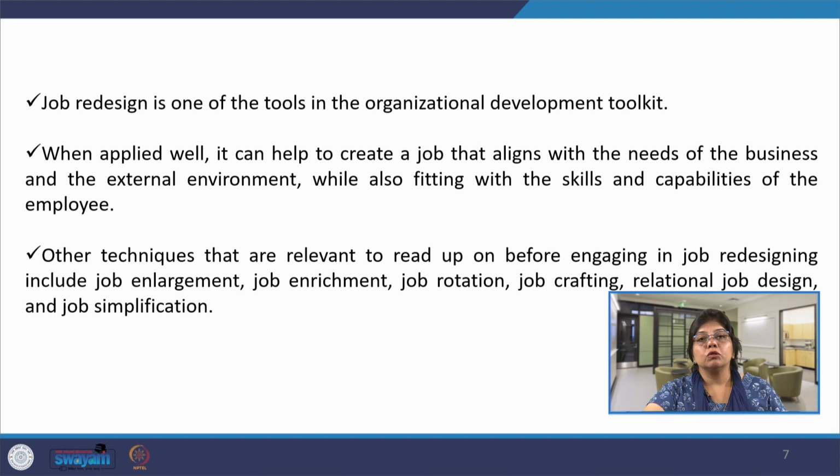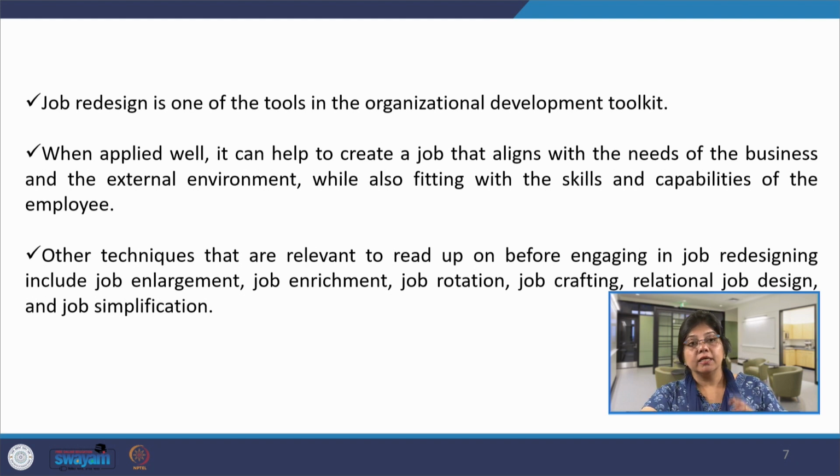Besides this, it also talks about certain other approaches to effective job redesigning, which include some new practices such as job enlargement, job enrichment, job rotation, job crafting, relational job design and job simplification.